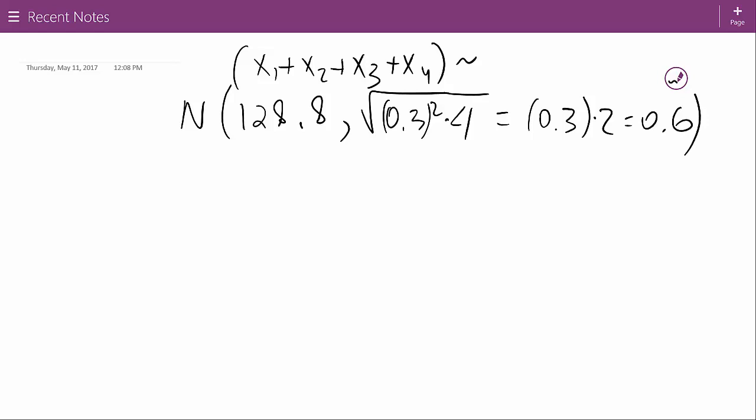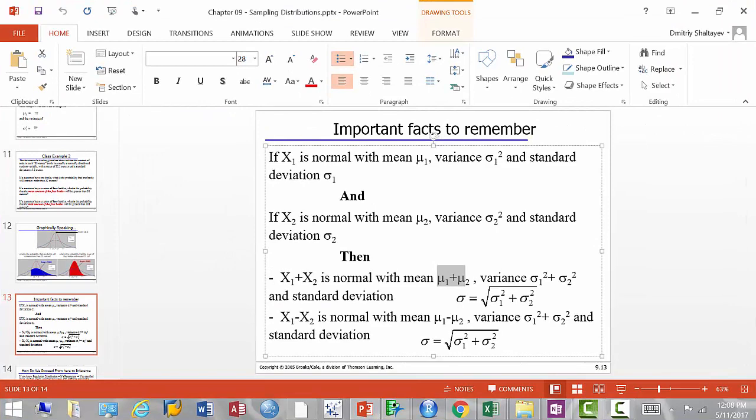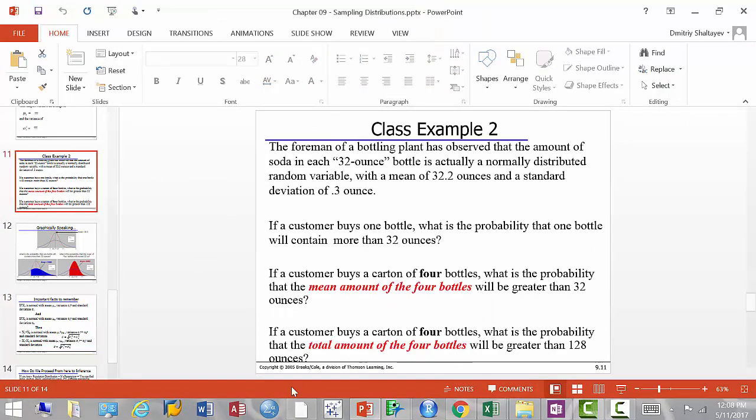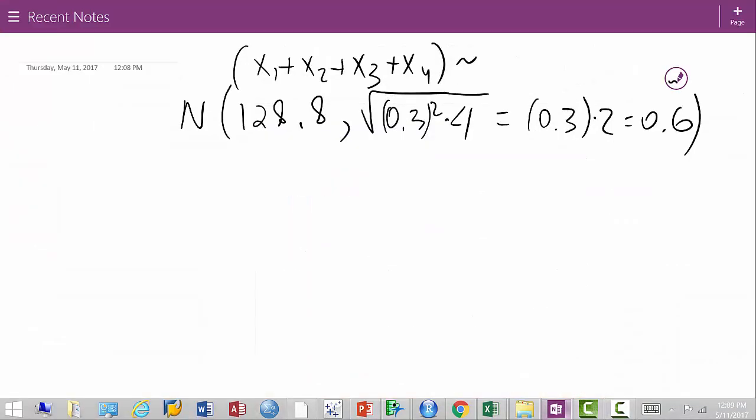So coming back to my original problem, let's take a look at what this problem was. The problem asked: what's the likelihood that Christian, when he buys 4 cartons, his total will exceed 128? We know the answer, it's 0.90 something something. That should be exactly the same thing, because it's just a different way to answer the same question.